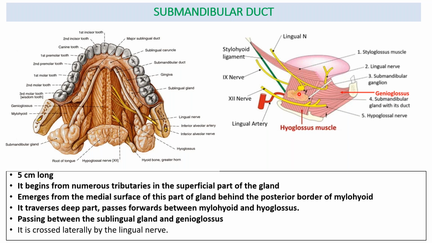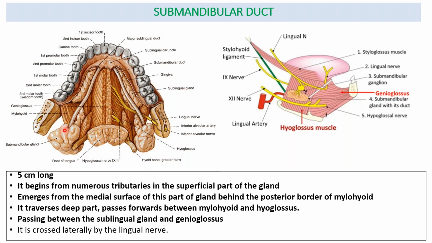And then I told you that two nerves are related to the deep part. One is superior, one is inferior. The superior one is the lingual nerve, and the inferior one is the 12th cranial nerve, that is the hypoglossal nerve. And the submandibular duct, you can see over here, is running anteriorly. This duct is around 5 centimeters long, and it begins from the tributaries in the superficial part.